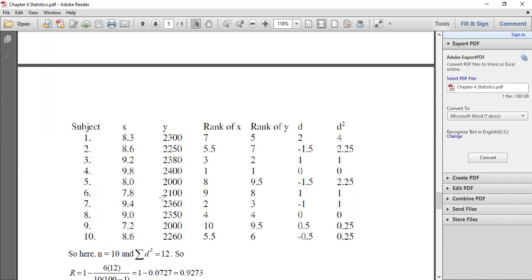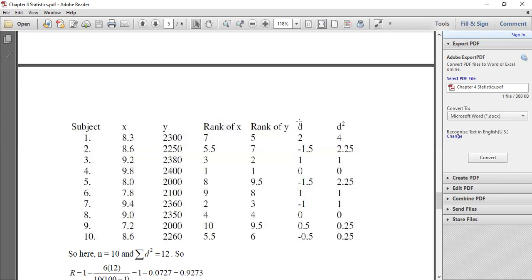Rank number 8, you have 2100. Then the next one is 2000. So 2000 is the least, and there are 2 of them. One of them was supposed to be rank number 9, the other rank number 10. But since it is a tie, you take 9 plus 10, divide by 2, and you get 9.5. So you rank both of them 9.5, 9.5.